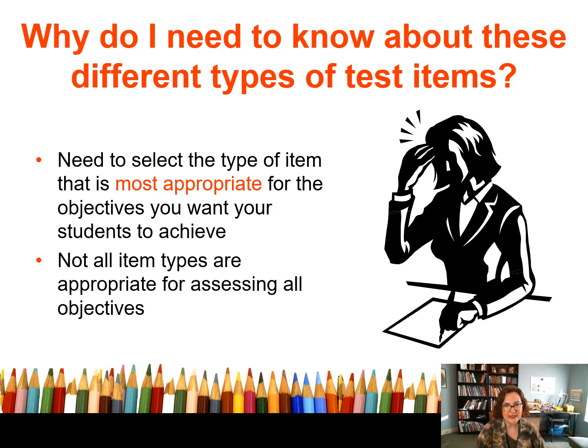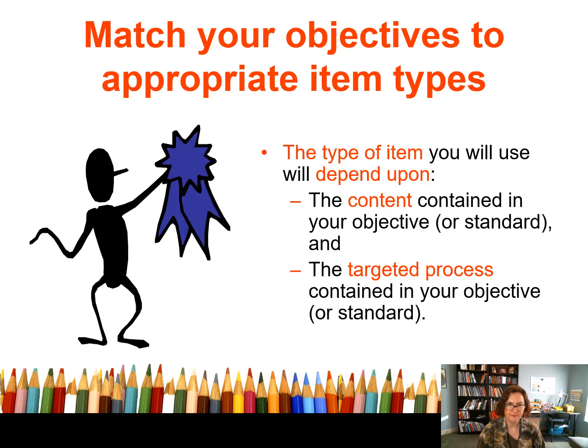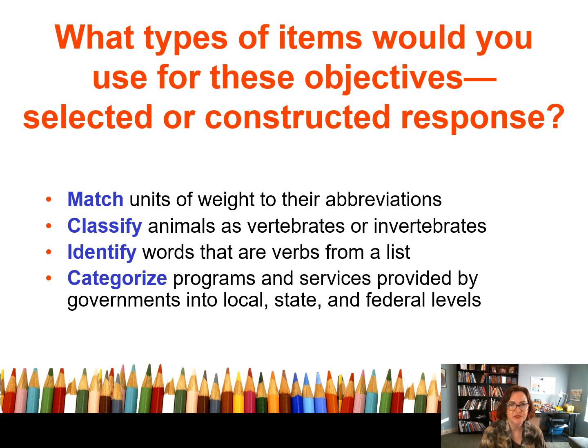Why do you need to know about these? You want to choose the type of item that's most appropriate for the objectives you want your students to achieve. Not all item types are appropriate for assessing all objectives. So you want to match your objectives to the appropriate item type. And so you want to think about the content contained in your objective or standard and the targeted process that you want them to be able to do. What types of items would you use for these objectives? Selected or constructed response? Read the objectives below.